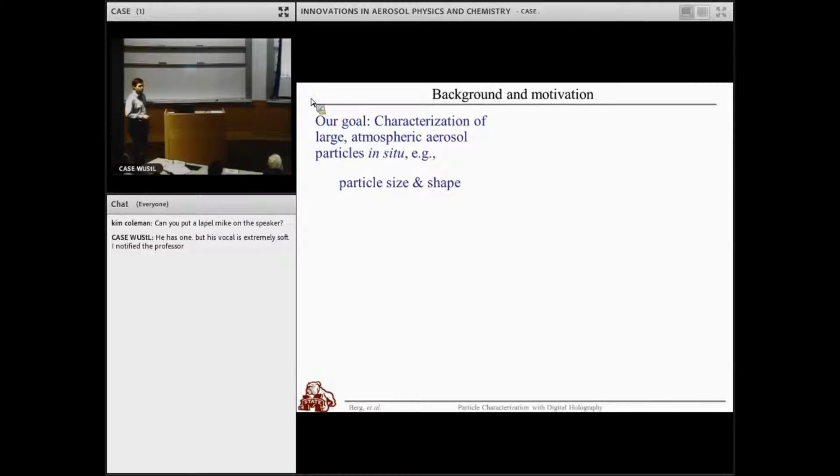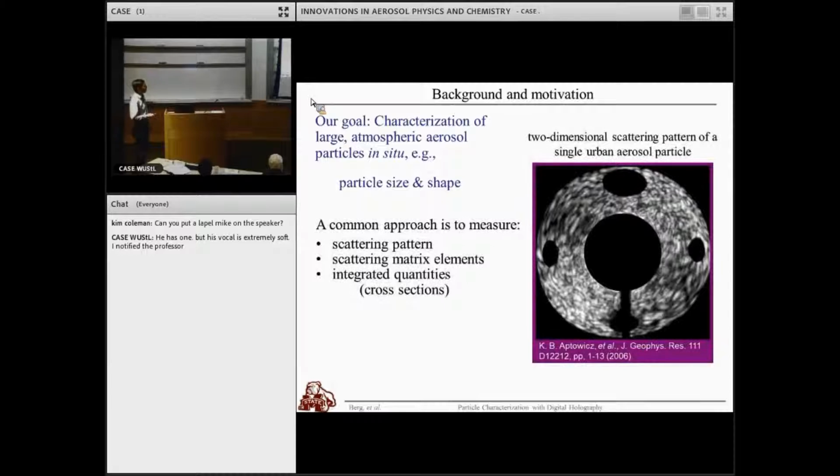We don't want to collect these particles and look at them under a microscope, although we could do that, because we don't want to disturb their physical form. And in particular, we're interested in the particle size and the particle shape. Now, as you know, a common approach to do this is to measure, say, the scattering pattern in one dimension or two dimensions. And you could also perhaps measure the scattering matrix elements or an integrated quantity like the cross-section.